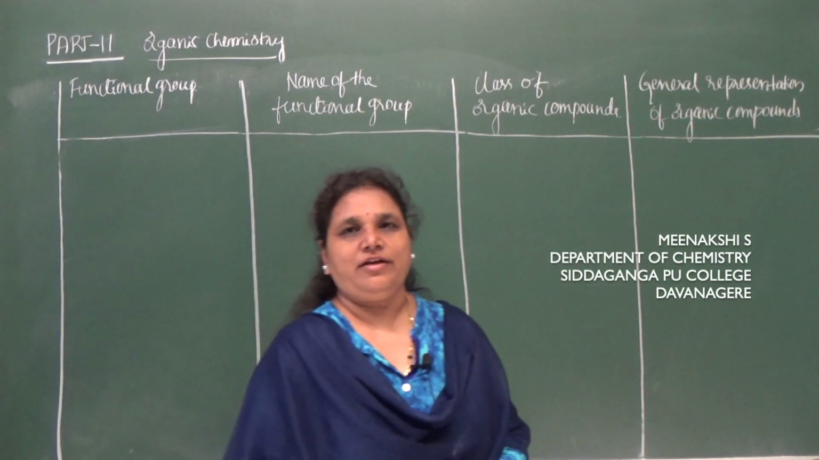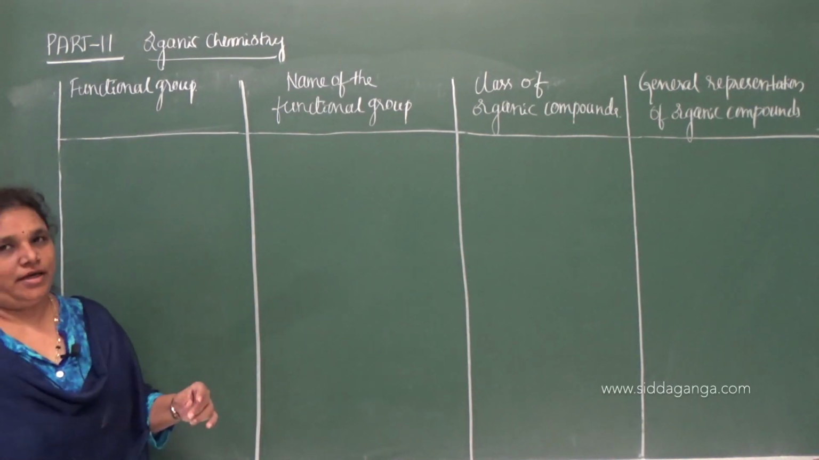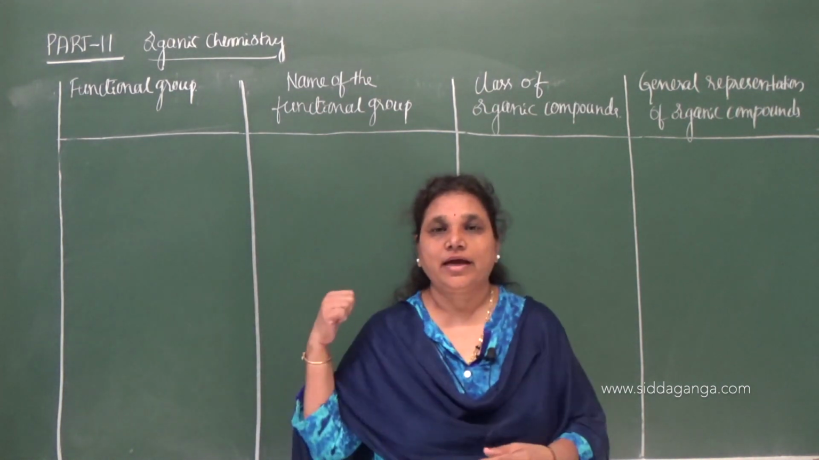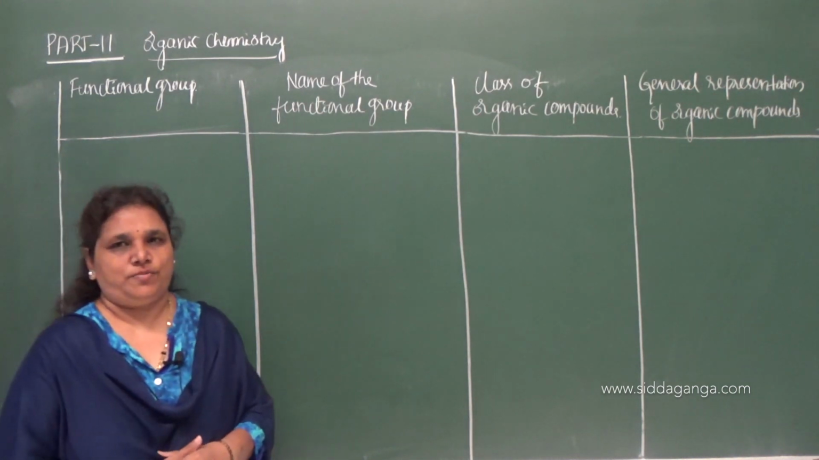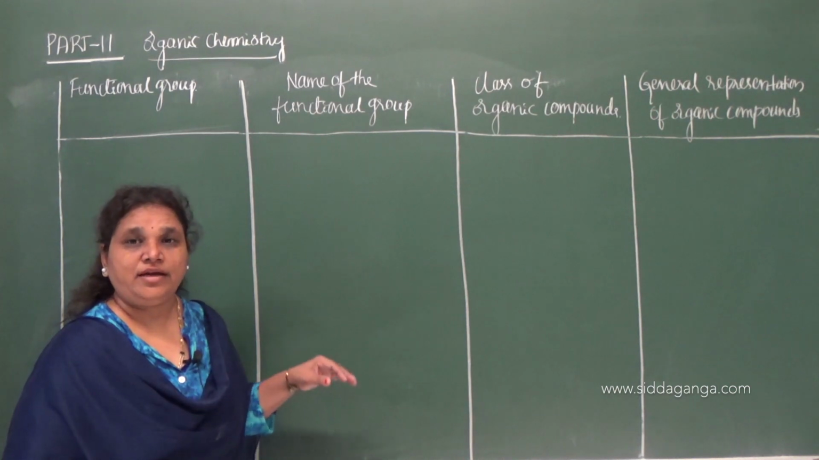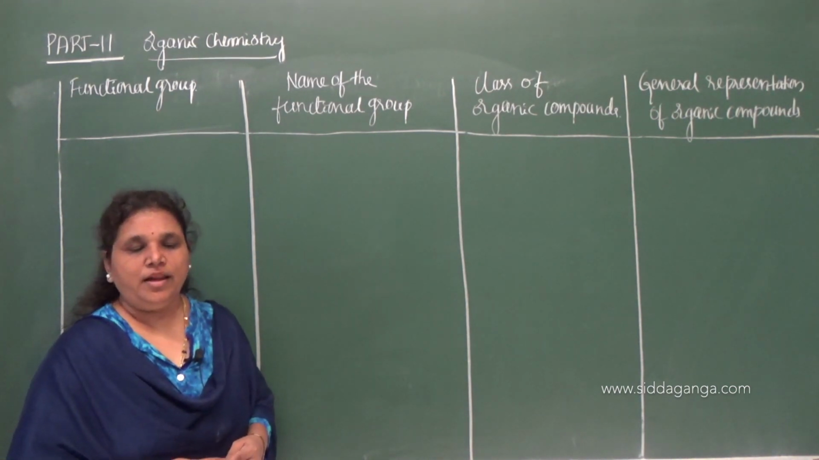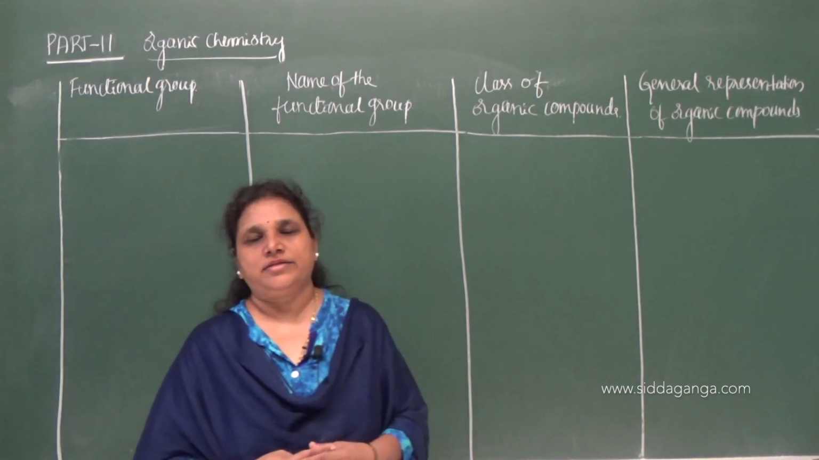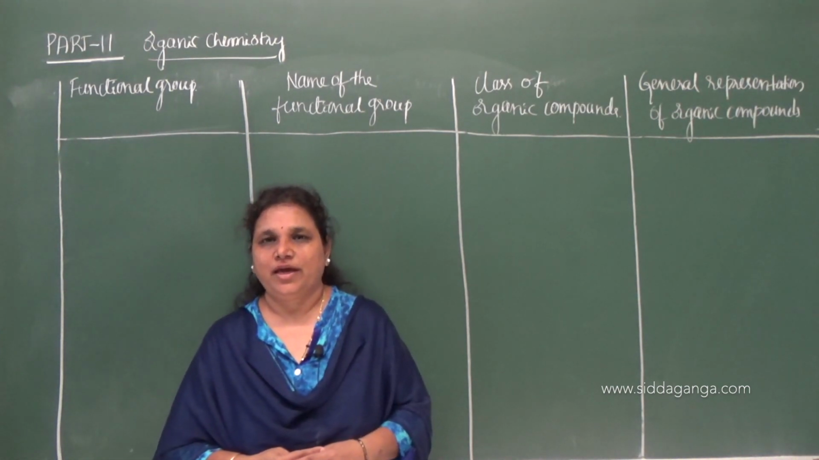Hello children, welcome back to part 11 of organic chemistry. In the previous class we discussed the classification of organic compounds based on functional groups, and we classified the organic compounds into 10 categories on the basis of the nature of the functional group, like alkanes, alkenes, alkynes, alcohols, aldehydes, ketones, carboxylic acids and sulfonic acids.